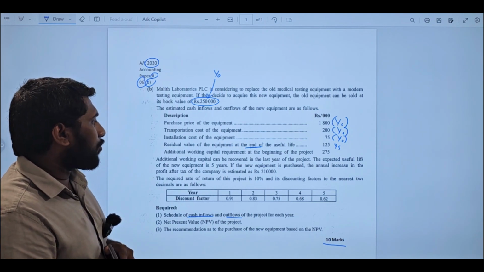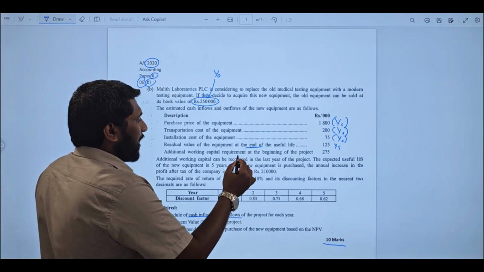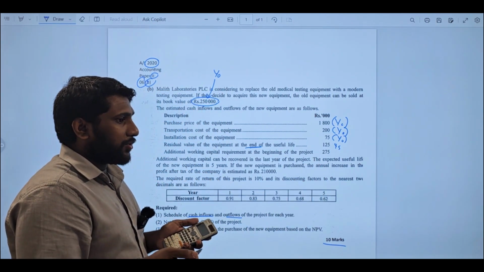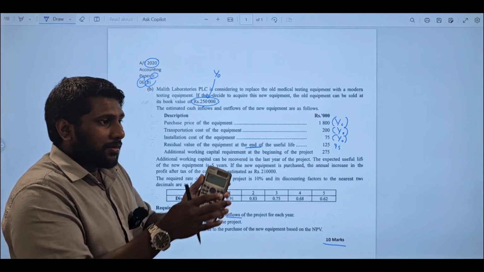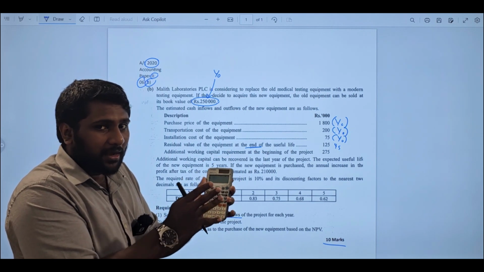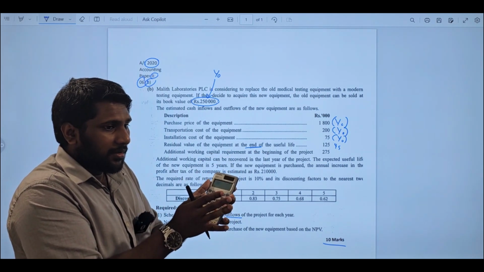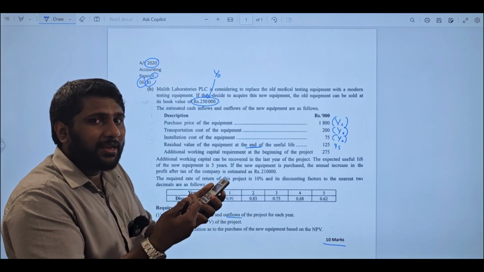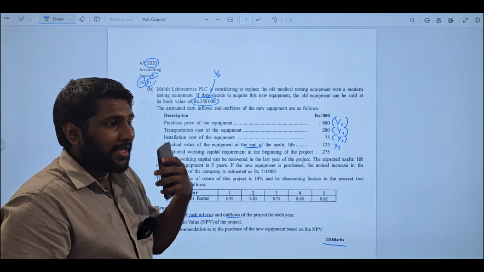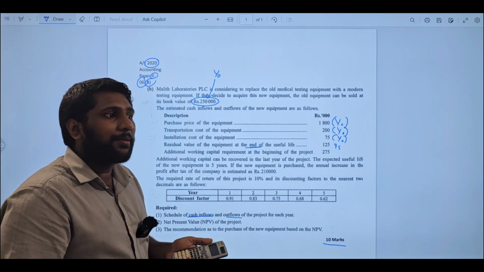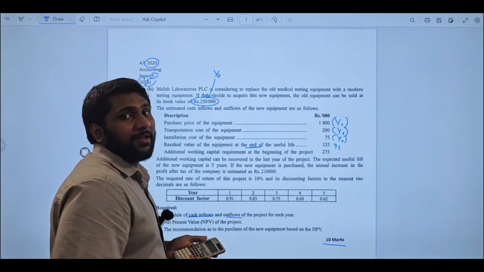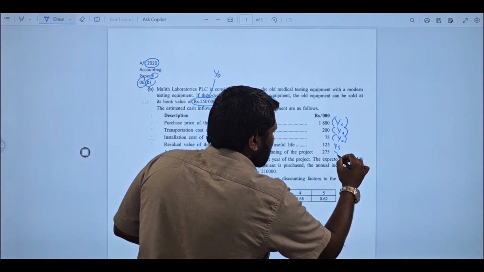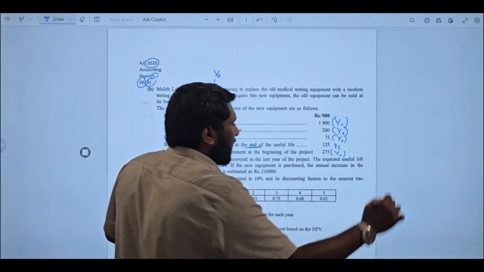Additional working capital requirement at the beginning of the project. So we have to incur some working capital cash outflows. So here when I am starting the project, the purchasing of the asset is not enough. When you start the project, for the working capital purpose, to make the payments for your labor, for the material, you need money. So in order to incur some expenses for the working capital purpose, I have to give money. My cash is going out. How much is that? 275,000. Beginning of the project itself, I have to give it.